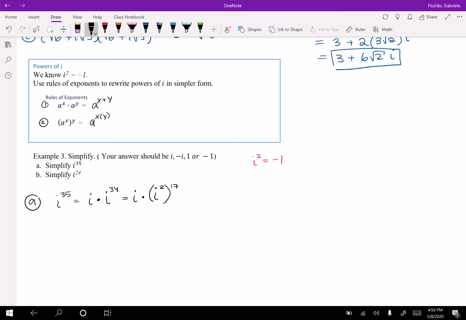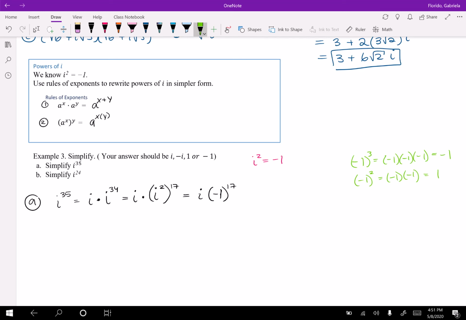Well, let's clean this up a little bit. We have i, and remember, we know that i squared is equal to -1. So we have -1 raised to the 17th power. A negative number, when it's raised to an odd power, is going to remain negative. So for example, if you have -1 to the third power, that's the same thing as -1 times -1 times -1, which is still -1. But the moment that you raise it to an even power, let's say 2, we have -1 times -1. Negative times a negative becomes a positive, which is just going to be 1.